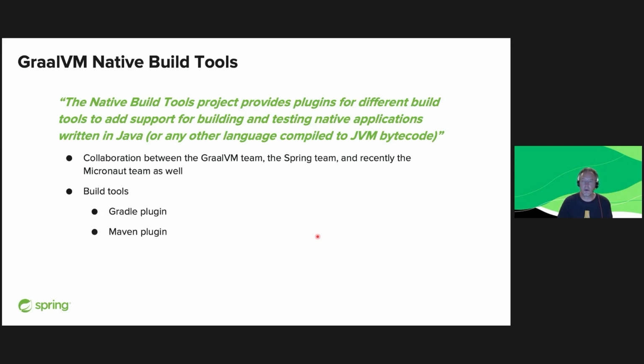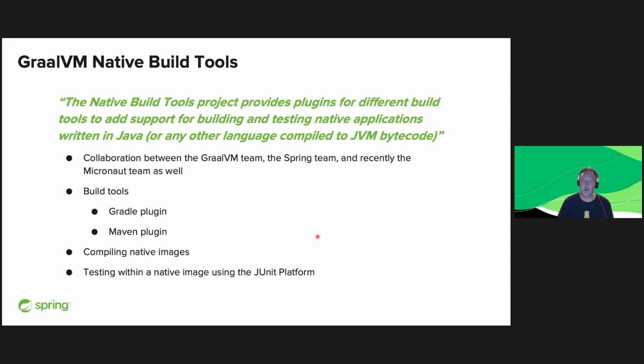So the Native Build Tools currently support a Gradle plugin and a Maven plugin, and there's support for compiling your native images, right? Compiling your Java application into a native image, and also testing within a native image using the JUnit platform specifically. So the focus there is really the JUnit platform at its core. That means basically any test engine for the JUnit platform should, in theory, work when running within a native image.